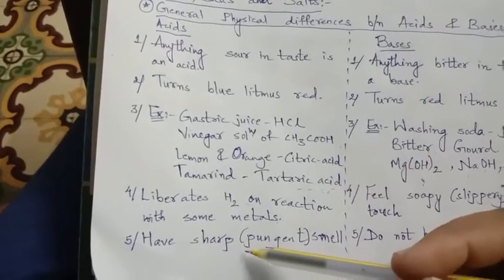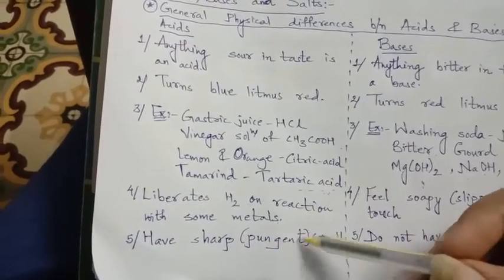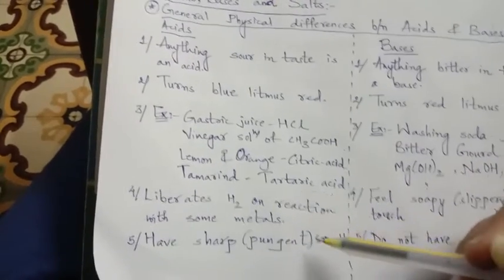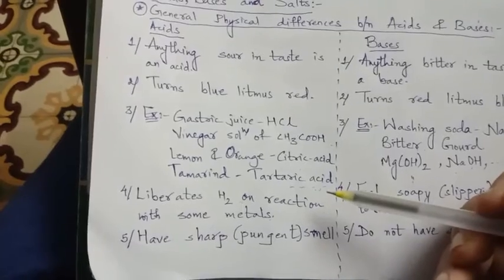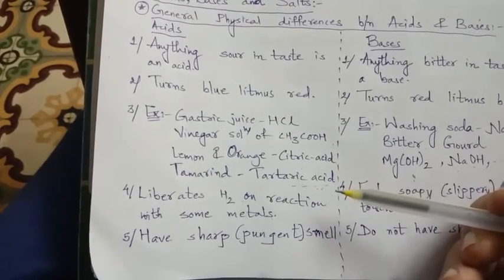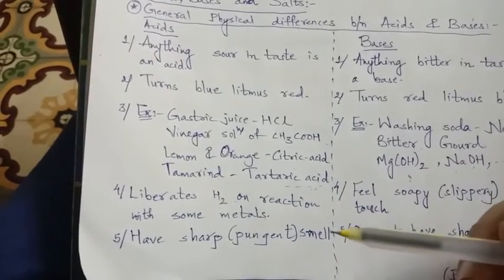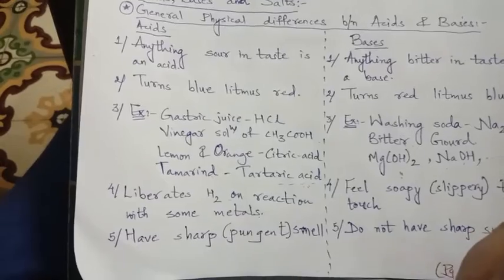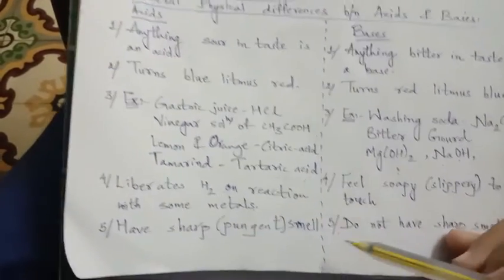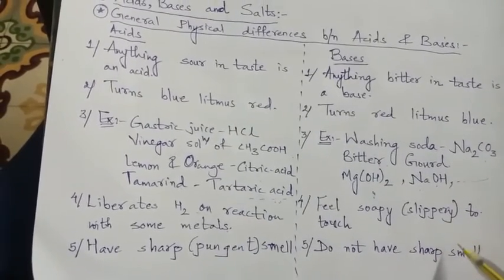Acids have a very sharp smell, or we can say very sharp odor. Pungent, right? As soon as acid bottles are opened in the laboratory, and if it is a very strong, highly concentrated acid, we will start getting irritation in our eyes because of its pungentness. So we can say that acids have a very sharp pungent smell, whereas bases do not have any sharp smell.